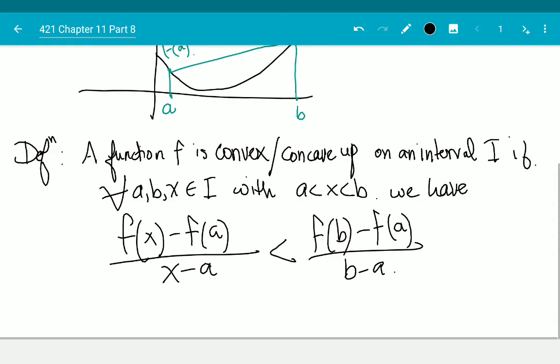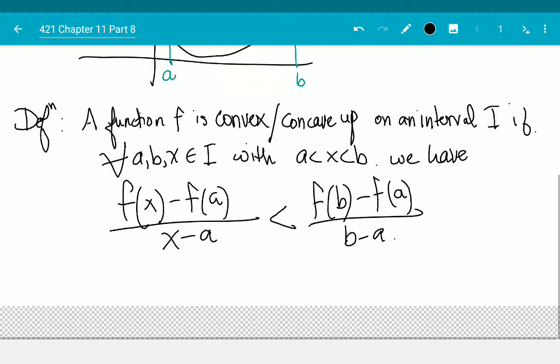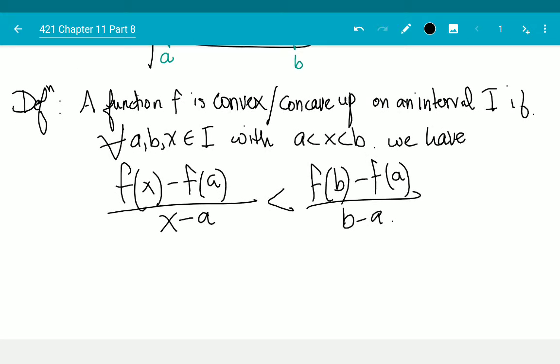So this is more or less saying, if I take the limit of f of x, this is going to be the slope of the tangent line at a. This is saying that every secant line for everything bigger than a should lie above the tangent line. Okay, and that is more or less our first major theorem.